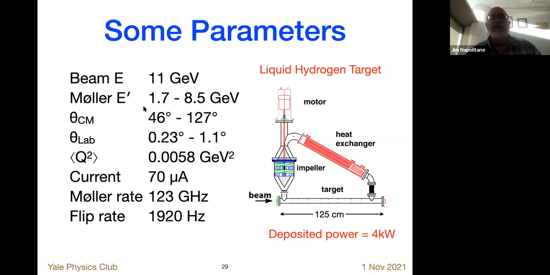It's an 11 GeV beam from the CEBAF accelerator at JLab. Scattered electrons are in the region from about 2 to 8 GeV, relatively low Q squared. 70 microamps is the highest power that we can stand in this target, which is also a tour de force. It's going to have 4 kilowatts deposited in liquid hydrogen, and it's sort of taking this to a level that it hasn't been before. But the engineering has been reviewed and is quite sound, and we're looking forward to building the thing.